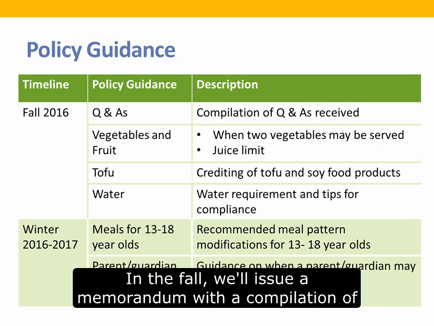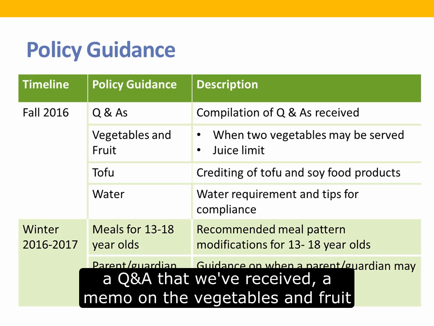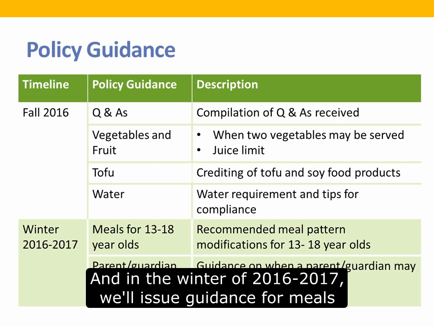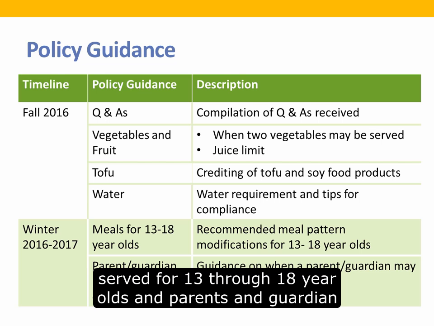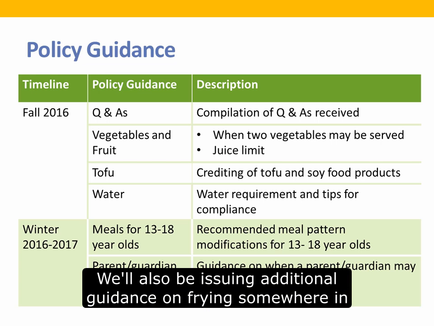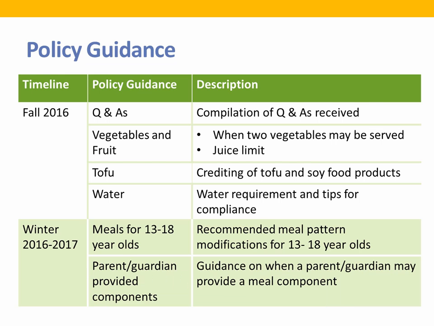In the fall, we'll issue a memorandum with a compilation of the Q&As that we've received, and a memo on the vegetables and fruit components, tofu, and water. And then in the winter of 2016-2017, we'll issue guidance for meal service for 13 through 18-year-olds and parent and guardian provided components. We'll also be issuing additional guidance on frying somewhere in that timeline.